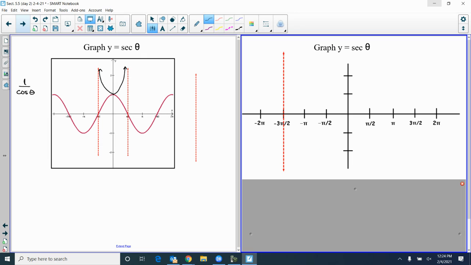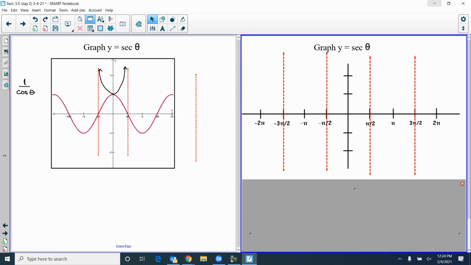Okay, so using this as a guide, let's draw in our asymptotes. They're also going to occur at negative 3 pi over 2, negative pi over 2, pi over 2, and 3 pi over 2. So draw your vertical asymptotes and then use cosine to tell you whether it opens up between the asymptotes or opens down. And so let me do this over here. I get negative pi over 2, positive pi over 2, and positive 3 pi over 2.